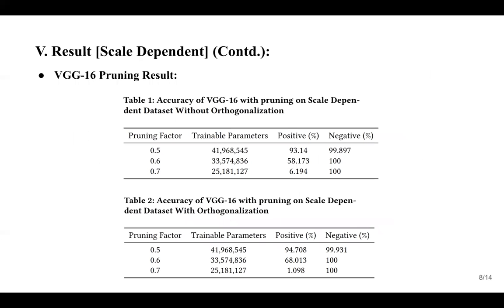In the results section, first let's take a look at the VGG16 pruning results. In table 1, we show the accuracy of VGG16 with pruning on the scale-dependent dataset without orthogonalization. As we can see, as the pruning factor increased, the accuracy on the positive class decreased. In table 2, we can see a similar result, but with orthogonalization, at 60% pruning, the network performed relatively better than without orthogonalization.